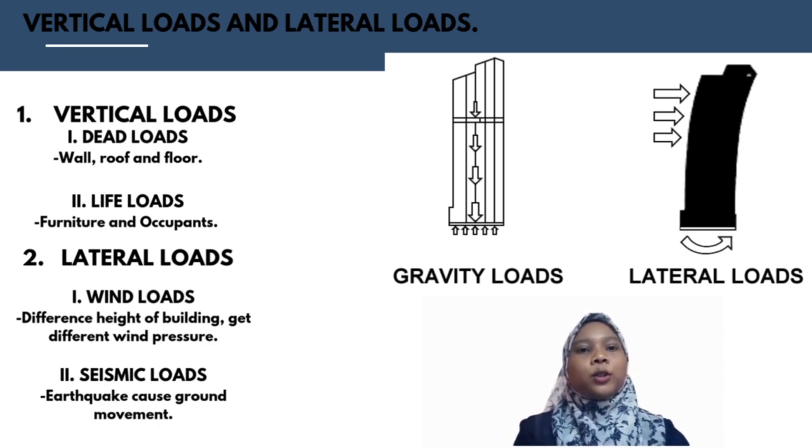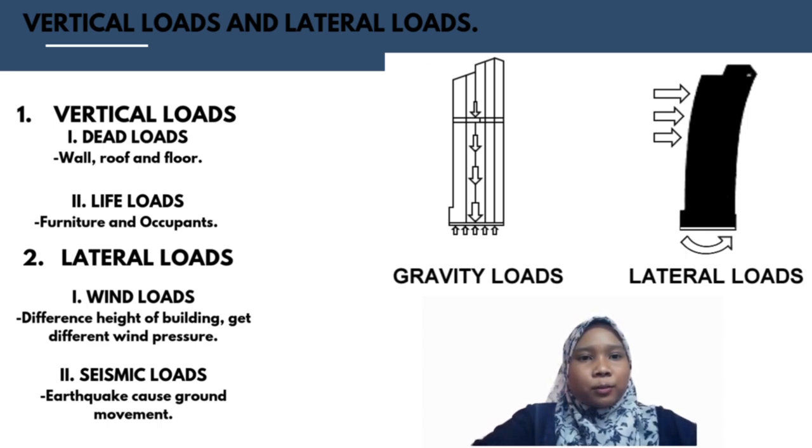Dead load, also known as fixed load, is a load that can't be moved, which is the structure of the building such as walls, roof and floor. Live load, on the other hand, is a movable load like furniture and equipment.